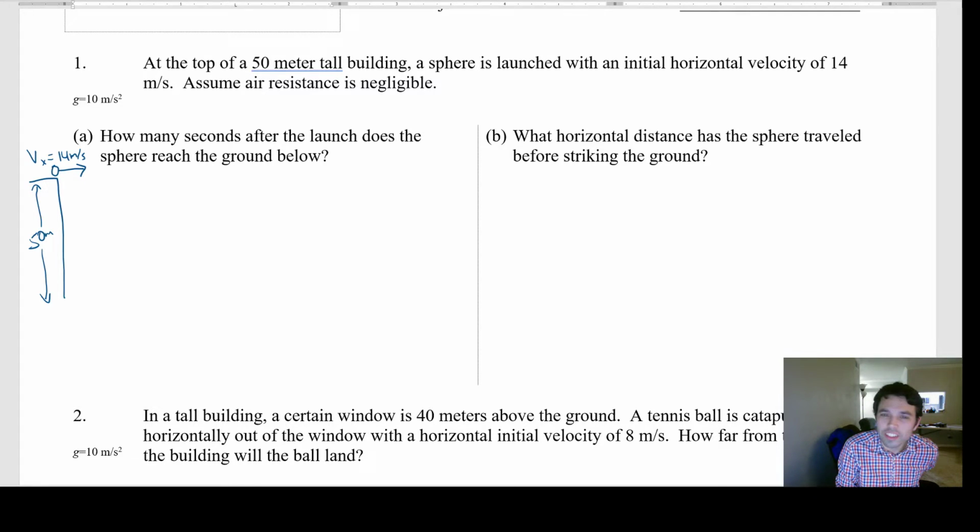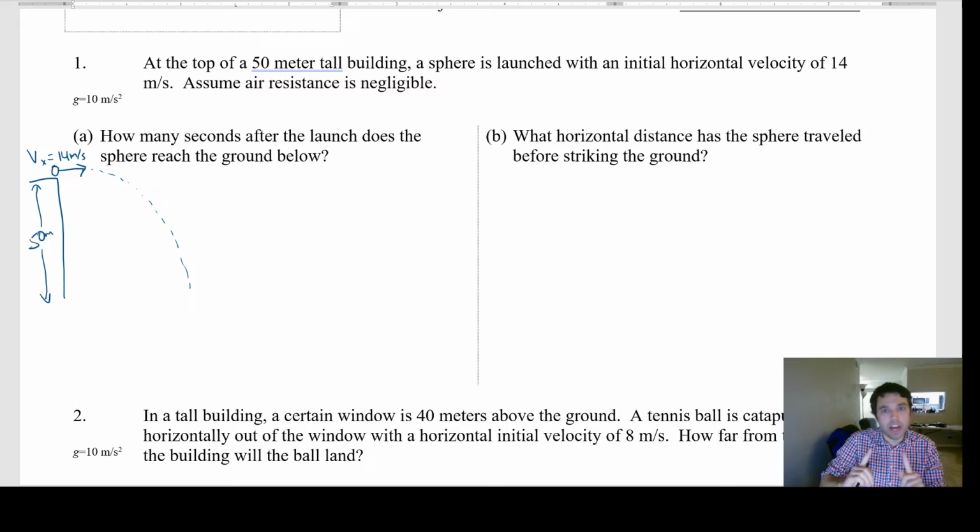How many seconds after launch does the sphere reach the ground below? That's all we know: a horizontal velocity and how high the building is. In other words, how long is it in the air? It goes like this, hits the ground. How long did it take? It does not matter at all what the horizontal velocity was. It could be 14, it could be 14,000. Doesn't make a difference.